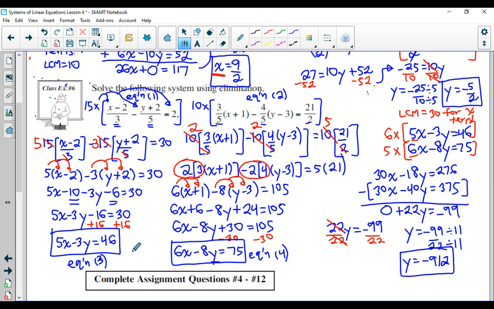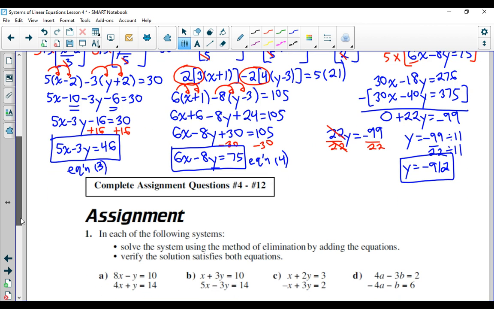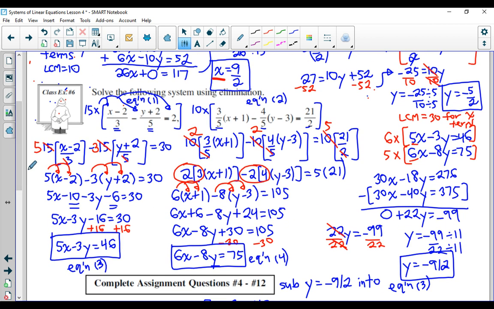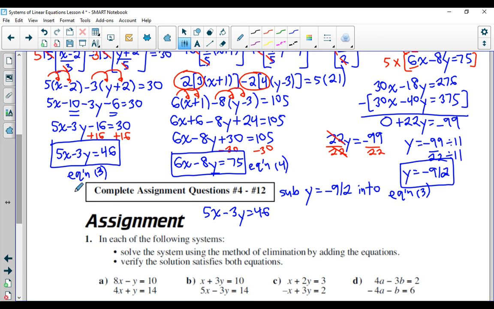I'm just going to plug it into one of the condensed equations that I have, okay? So I'm going to sub y is equal to negative 9 over 2 into, let's put it into equation 3. Okay, so equation 3 is 5x minus 3y is equal to 46. Again, it would just be way too much of a mess to take y equals negative 9 over 2 and plug it into the original one. It's just too much stuff going on. So plug it into our simplified equation.